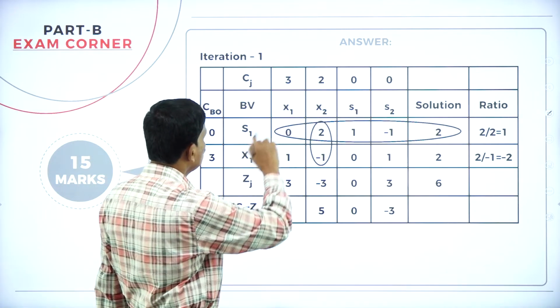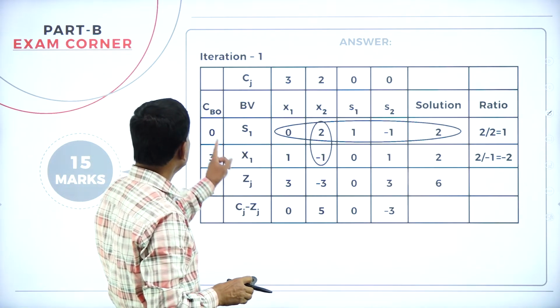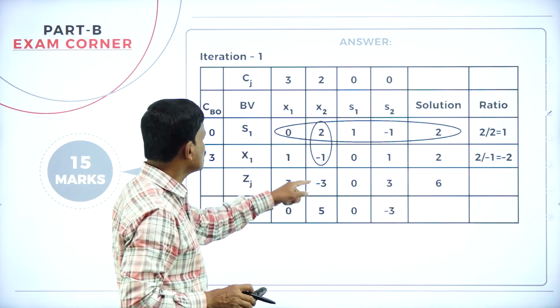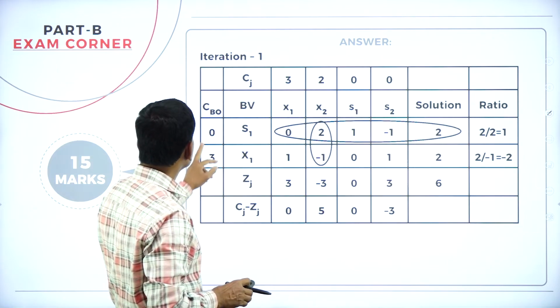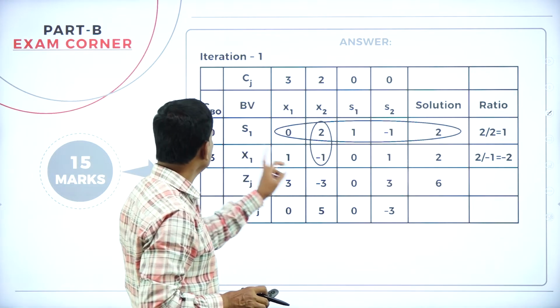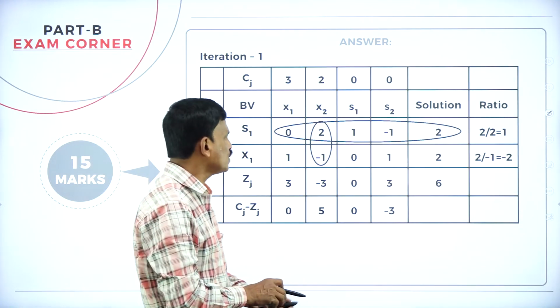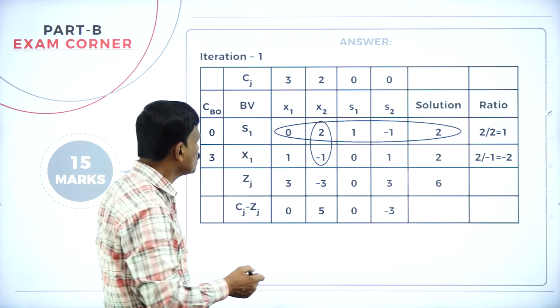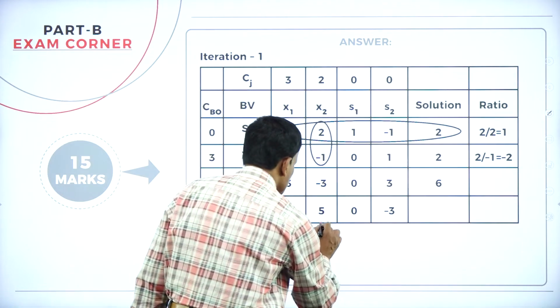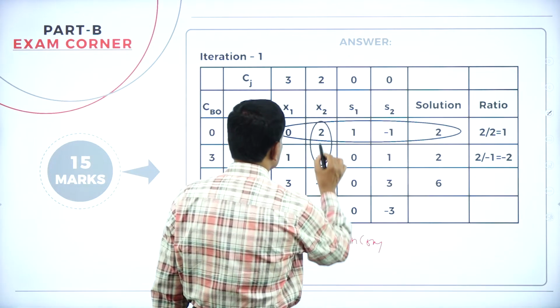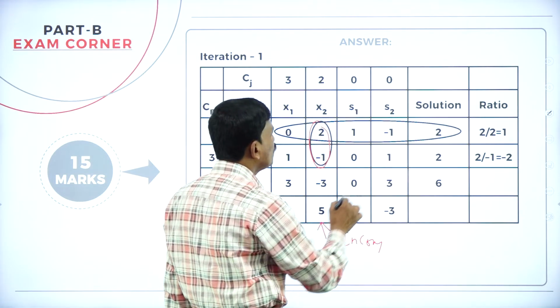And similarly find out the value of Zj. 0 into 0, 3 into 1 is 3, 0 into 2, 3 into minus 3 is minus 3. Again, 0 into 1 is 0 plus 0. Again, 0 into 1 is 0, 3 into 1 is 3. And the solution we are going to get. Similarly, find out the maximum value here; this is the incoming variable, and find out the solution.